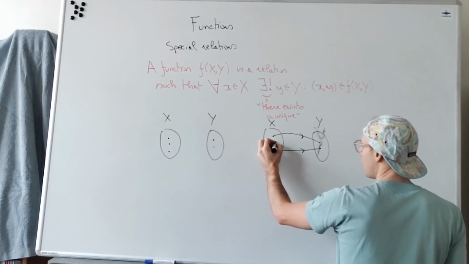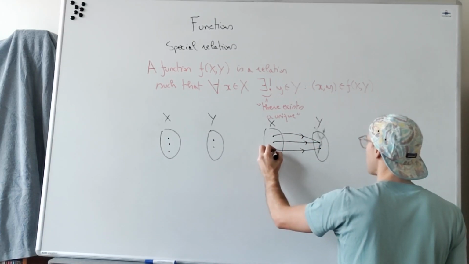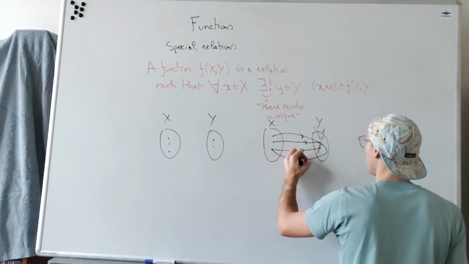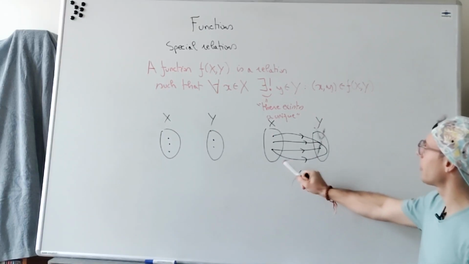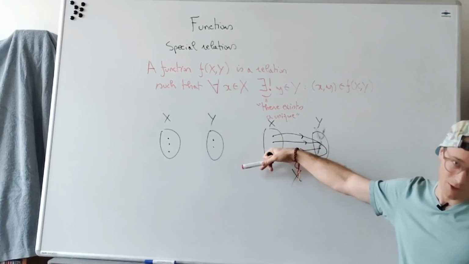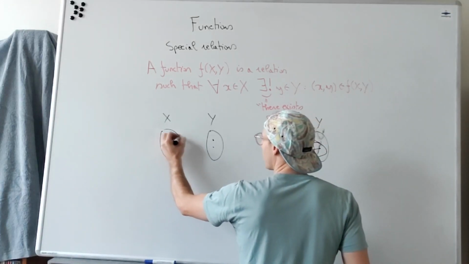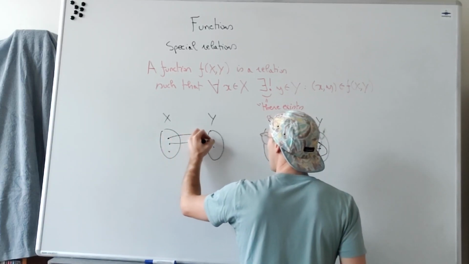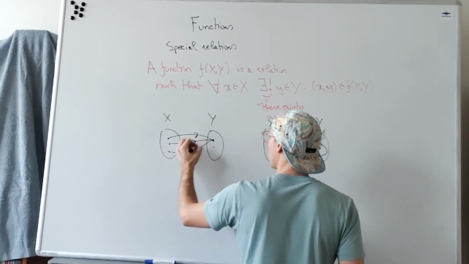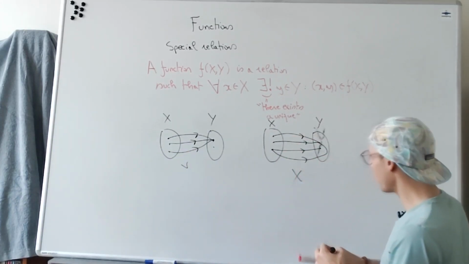I could try and make it into a function. This is a function, but if I then send this element also to this one, then again this is no function, because this element now appears twice as the first element of a tuple. What I can make, of course, is send everything to one thing, and this is just an example of a function.